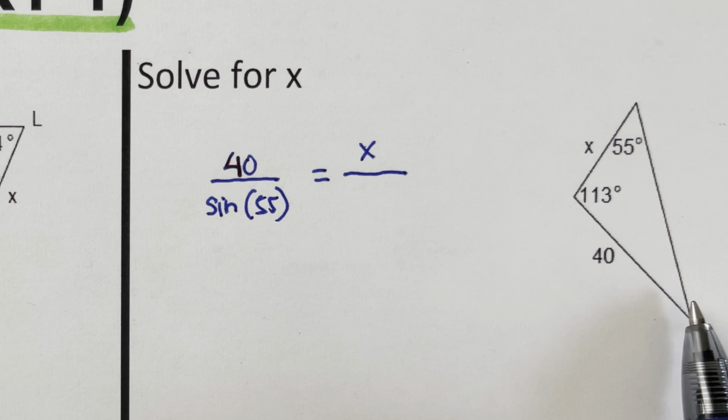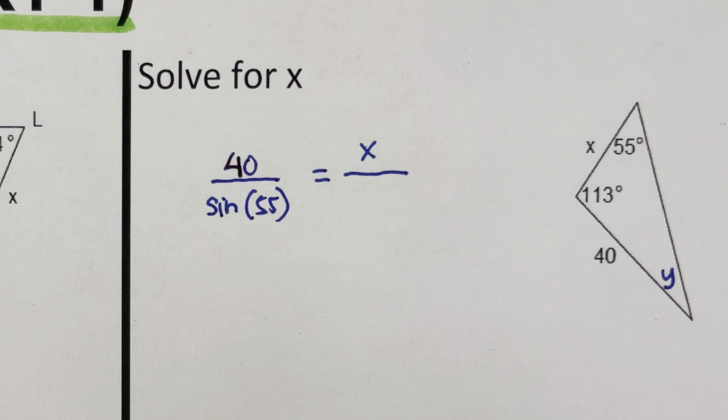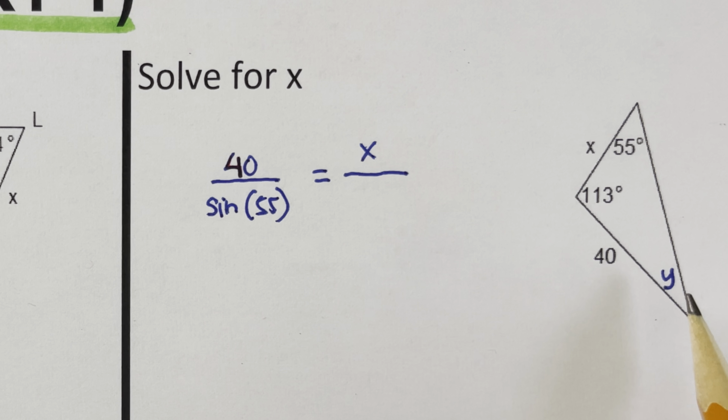Now, others are going to say, oh, but the angle here is missing. We don't know what it is. So we can label this as angle y right here. We remember that the sum of all the angles in a triangle should be 180. So we got 113 and we got 55. We're looking for y here.